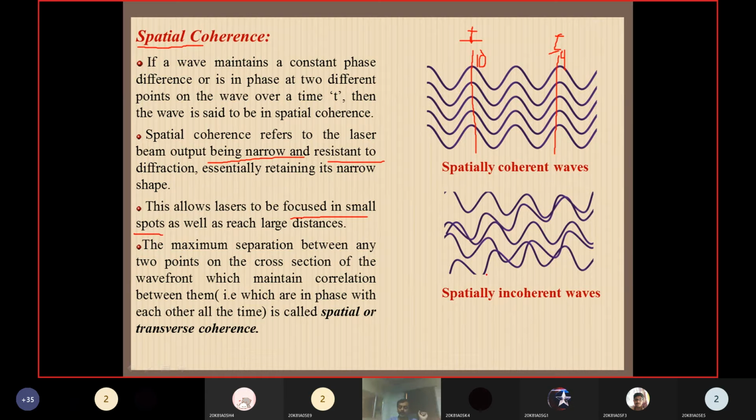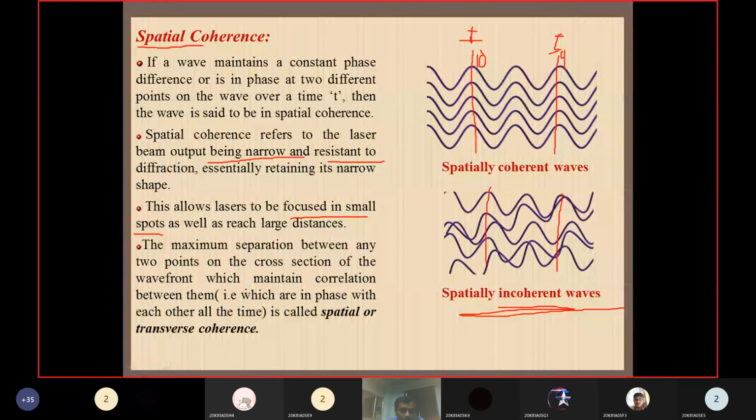If you take spatially incoherent waves, see here, if you take two different points at a time t and observe them, the phase difference will be 2 radians here, 4 radians here, 7 radians here. Like that, the phase difference is very high, so these are not spatially coherent. That's why we say these are incoherent waves, spatially incoherent waves.